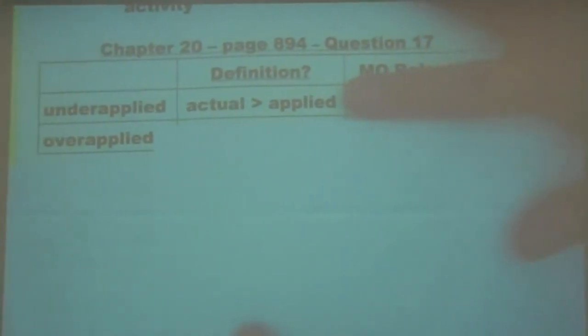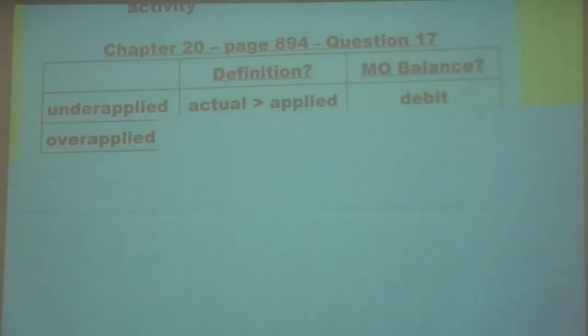If actual is more than applied, will the balance of that account be debit or credit? Say debit. That's a debit balance. A debit balance in manufacturing overhead is under-applied. Now, let's pretend we didn't have that conversation.